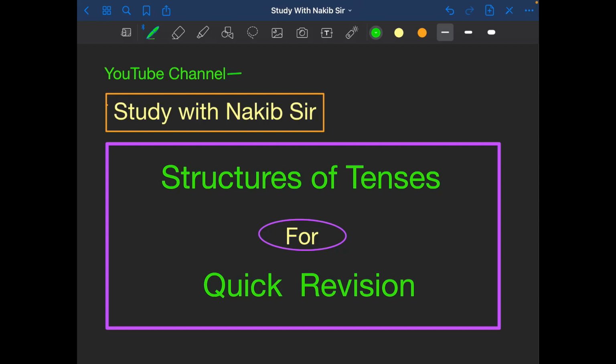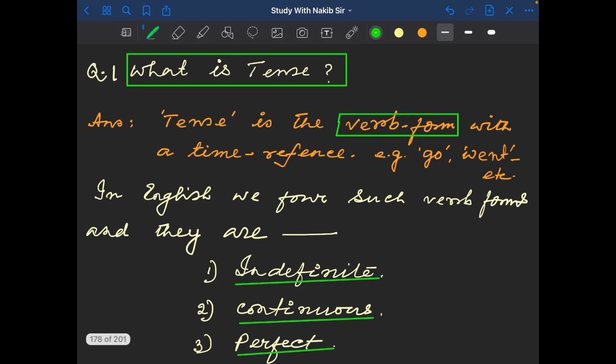You may keep the tenses in your memory in two ways. Number one, by arranging the similar structures in a group, or by taking one model sentence in different structures of the tenses. I'll give you both, and you see which one is easier for you. But before doing that, let us spend 1 or 2 minutes to learn what is tense. What is tense? This is a question. You must know it at the beginning.